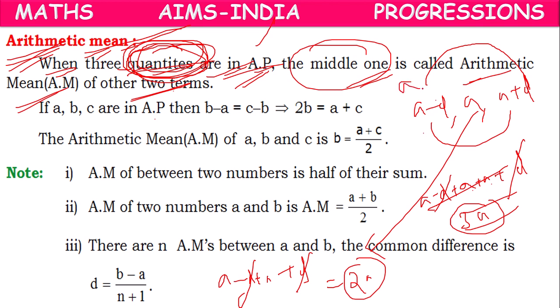Suppose the first term is a, second term is b, third term is c, then the sum a plus c is equal to twice the middle term, 2b.